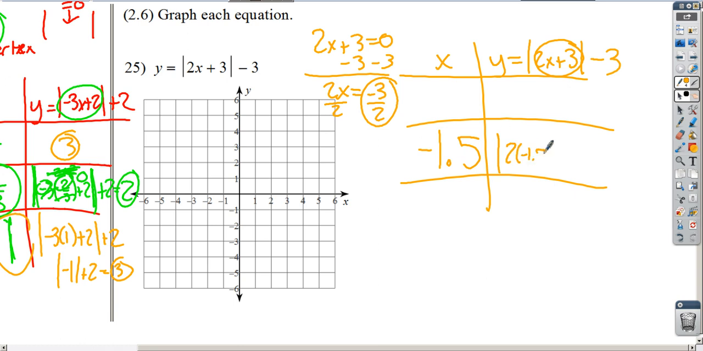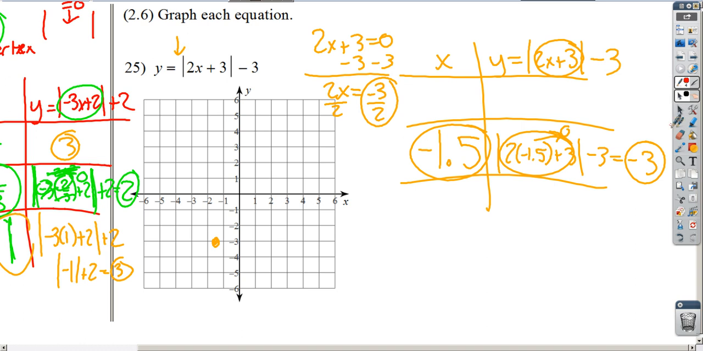Okay, so now let's plug this in. And we already know that this whole thing is going to be 0. That's how we found it in the first place. So 0 minus 3 would be -3. So the point -1.5, -3 on the graph is right here. Okay. This will still open up, because notice that number in front, that's just a 1 in front there. It's still positive, so it's going to open up.